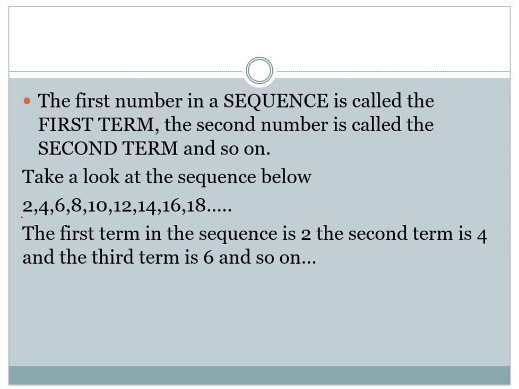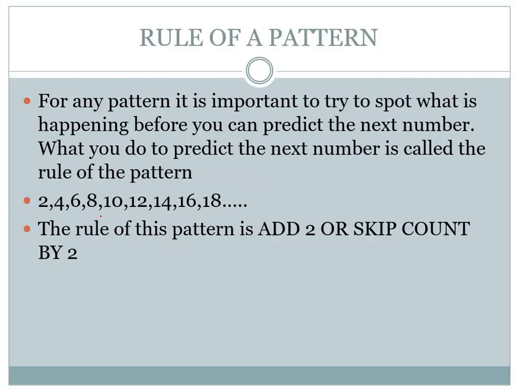Take a close look at this set of numbers here. 2, 4, 6, 8, 10, 12, 14, 16, and 18. In maths, this is a sequence, or this is a pattern. The first number in the pattern is called the first term. The second number is the second term. The third number is the third term. The fourth number is the fourth term, and so on and so forth.